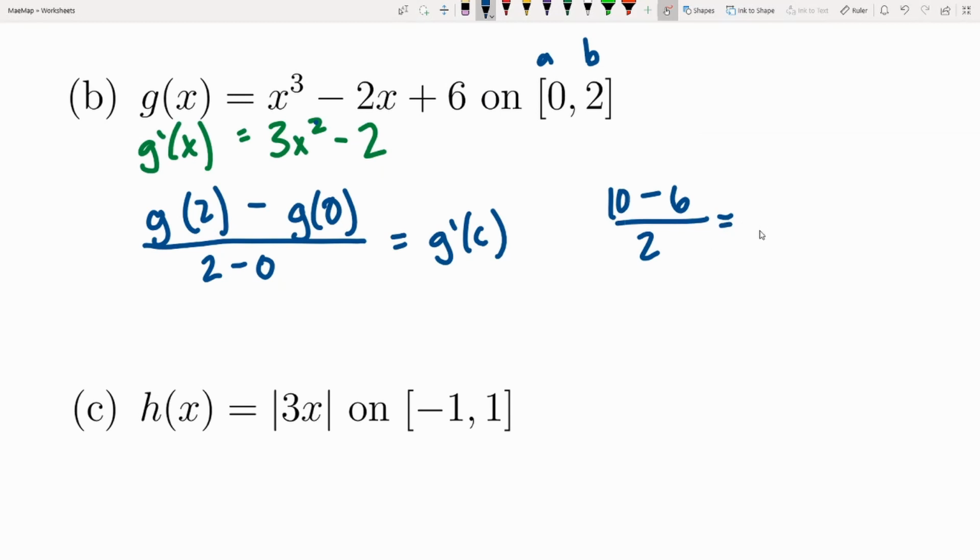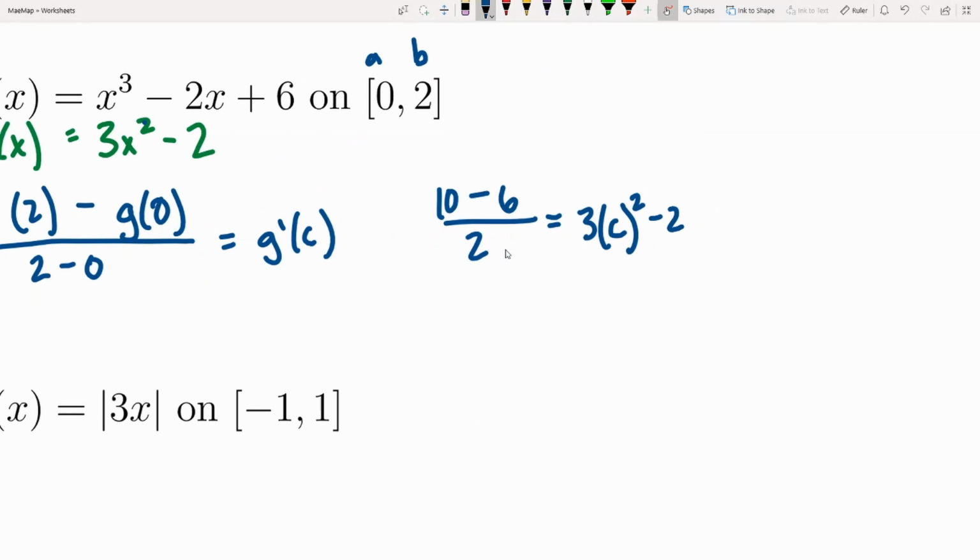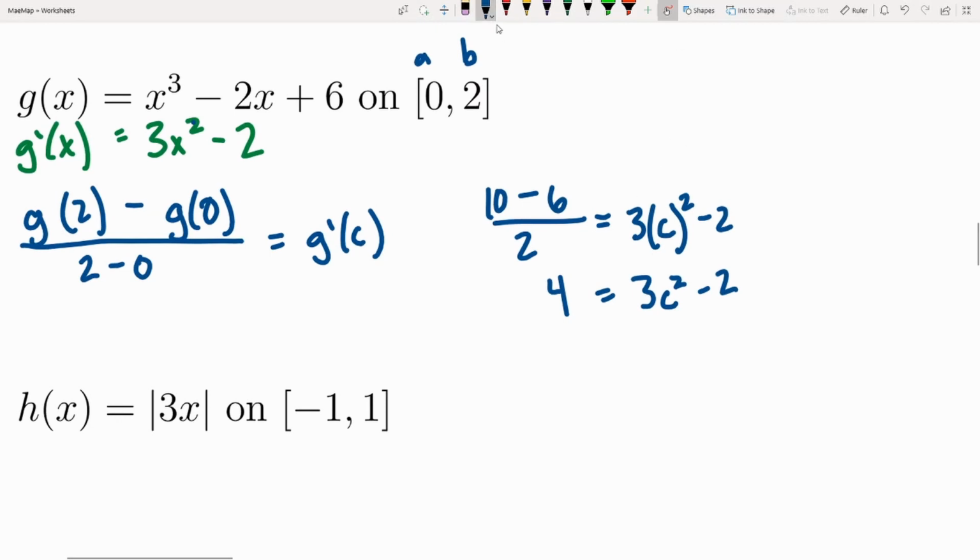And that's going to be equivalent to g prime of c, which is 3 times c squared, minus 2. So we have 10 minus 6 over 2, so the slope of our secant line is 4, and we have to figure out when that equals 3c squared minus 2. So now I just have to solve for c. And in order to do that, I'll move this minus 2 to the other side by adding 2 to both sides. So I'm going to get that 6 equals 3c squared. And then divide by 3 to isolate that c, so we're going to get 2 equal to c squared.